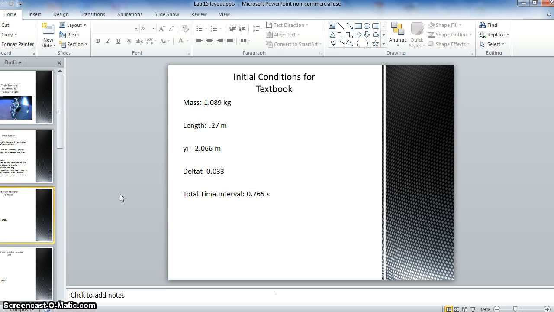Okay, initial conditions for the textbook. Its mass is 1.089 kilograms. Its length is 0.27 meters, and the height at which I placed it is 2.066 meters. The time step I made was 0.033 of a second, which overall is very small compared to the total time interval, which is 0.7565 seconds. So that should make our calculations right.